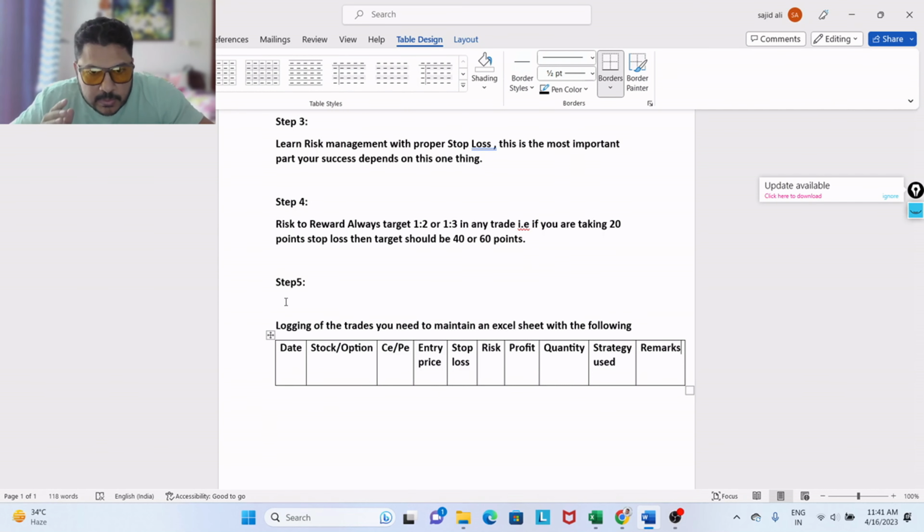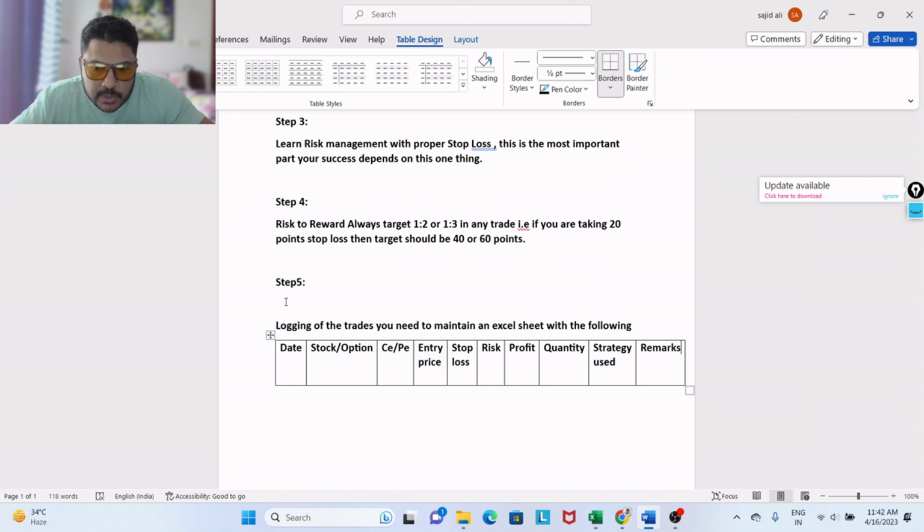So risk management: step number 3, step number 4, step number 5. Step number 3 and 4 are very important. You should do it. Step number 5 is for your learning. So for learning, you have to log the trades. You need to maintain Excel sheet with the following: date, name of the stock, entry price, stop loss, risk, profit, quantity, strategy used, remarks. So that when you look back after 6 months, you will understand which strategy has given you better results.